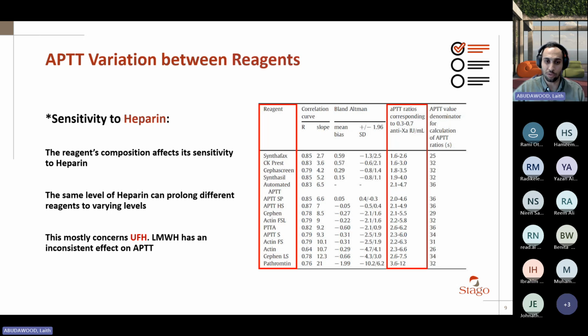This is the table of values. The values are very, very different when the patient is taking heparin between these reagents. So you can see these are the average ratios for patients taking heparin. And you can see the differences are huge between these reagents, which tells you that the sensitivity to heparin is quite different, which will again create another cause of discrepancy. But we understand that this discrepancy is caused by different formulations of reagents.